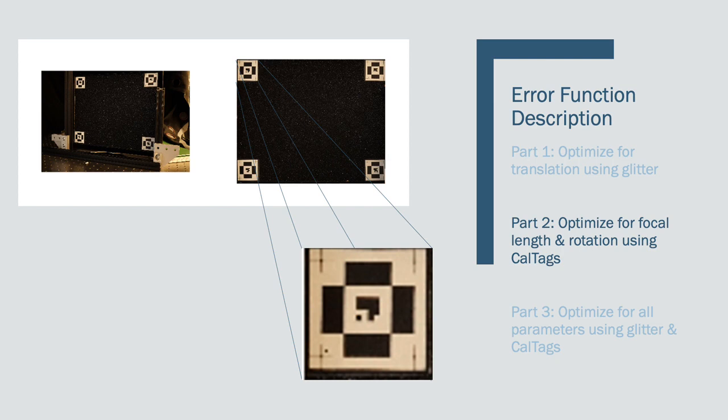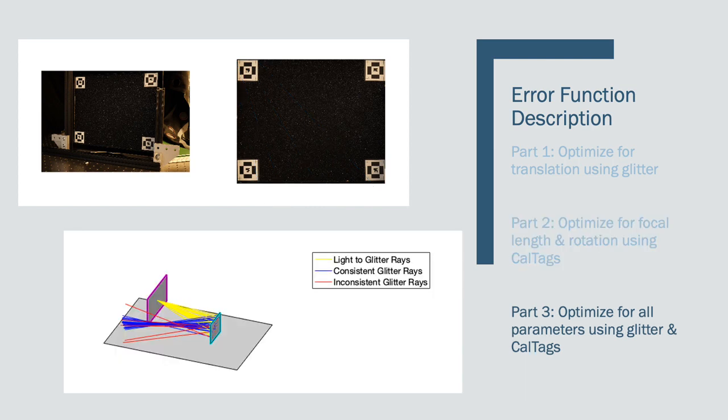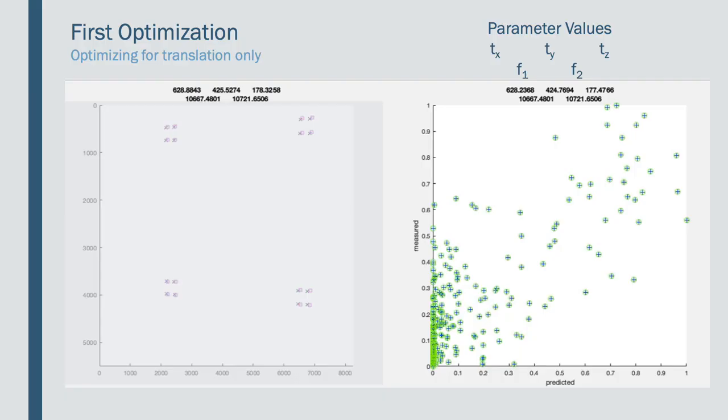Then we assume that this translation from the first optimization is correct and optimize for the rotation and focal length using the CalTag error. Finally, we optimize for all three parameters, starting with the final values from the second optimization, using both the error obtained from the CalTags and the error obtained from the predicted intensities of the glitter pieces. These next three slides show short visualizations illustrating how each of the three optimizations work.